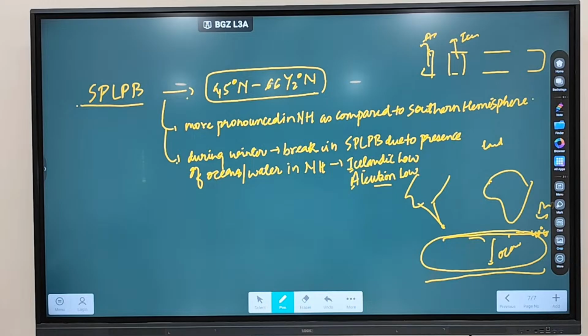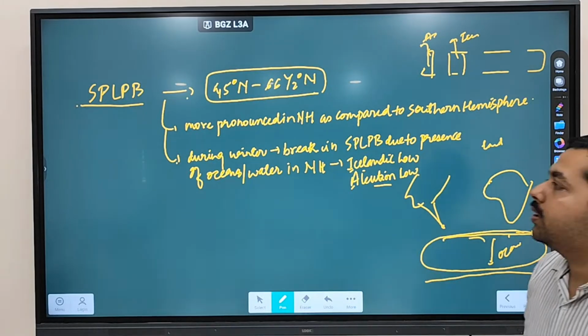Fine. So this is okay. Another part that you have to keep in mind with regard to subpolar low pressure belt: it is more pronounced in northern hemisphere as compared to southern hemisphere. During winter in northern hemisphere, you generally see a break in subpolar low pressure belt. Why do you see a break? Because of nothing but the oceans or water, and there it is referred to as Icelandic low or Aleutian low. Fine.